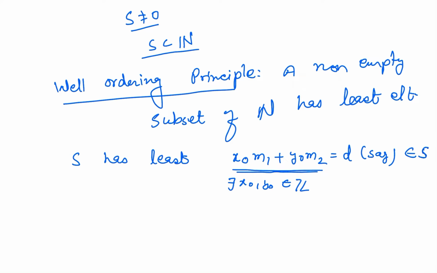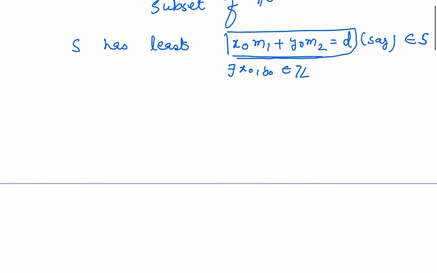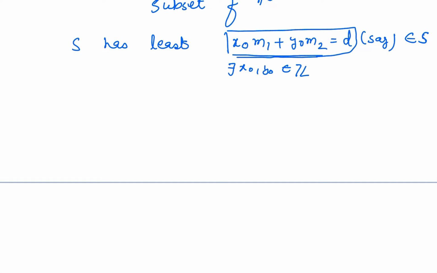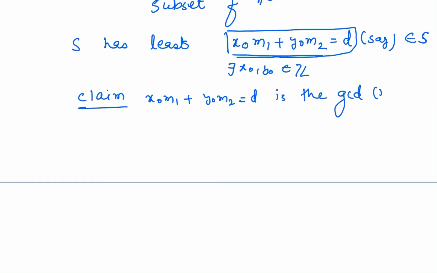Now we will prove that this least element is the GCD, that is, the greatest common divisor of m1 and m2. So our claim is x naught m1 plus y naught m2, that is D, is the GCD of m1 and m2. This thing we need to prove.